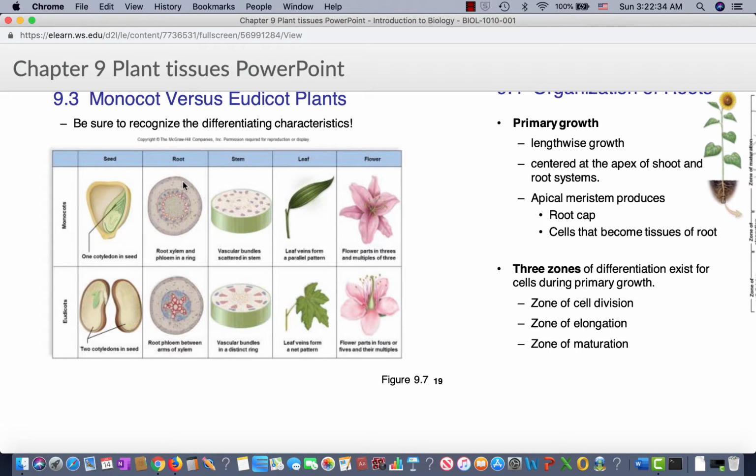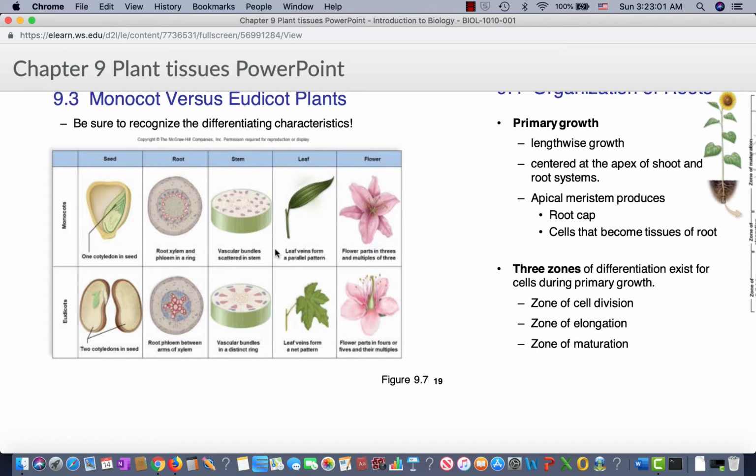The xylem and phloem form this nice concentric ring in the monocot, or within the roots anyway. And then in the eudicots, it's more of this star-shaped pattern with arms that's kind of like a starfish trapped in there. And you have these distinct vascular bundles forming a ring in the stem. But in the monocots, the vascular bundles are scattered everywhere.